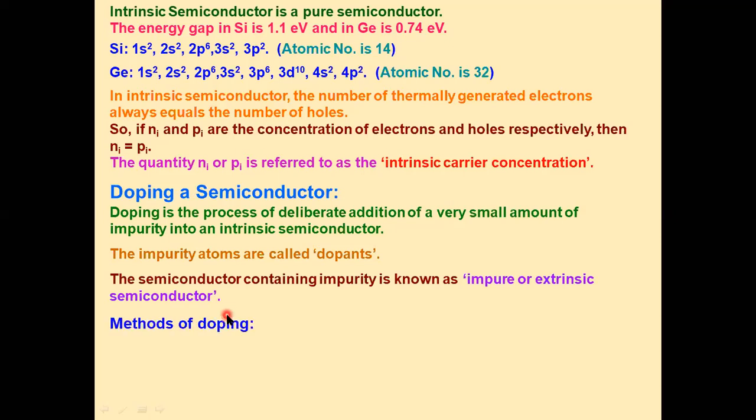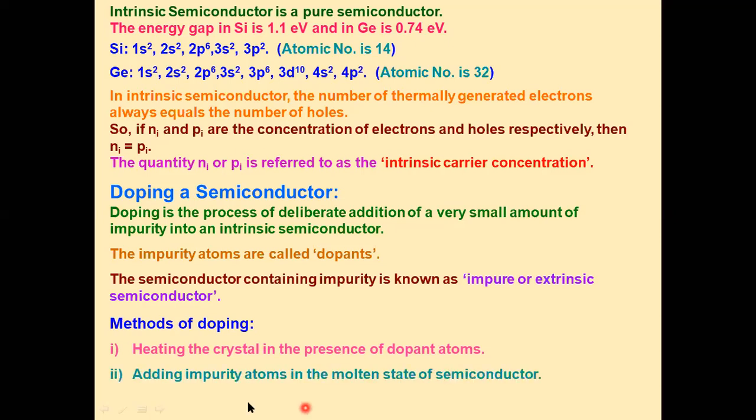There are different methods of doping. First, heating the crystal in the presence of dopant atoms. Second, adding impurity atoms in the molten state of the semiconductor. Third, bombarding the semiconductor with ions of impurity atoms. Then we'll see the extrinsic type of semiconductor, which is the impure form.